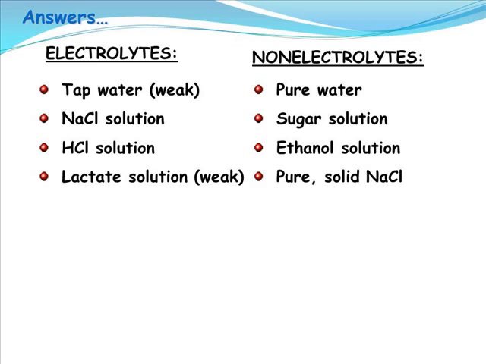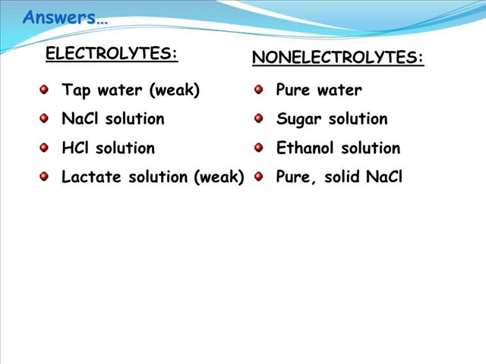A sodium chloride solution. When sodium chloride dissolves in water, it dissociates into sodium ions and chloride ions. Remember, dissociates is when an ionic solution splits apart into its ions. Ions are charged particles. Those are electrolytes. They'll conduct electricity.